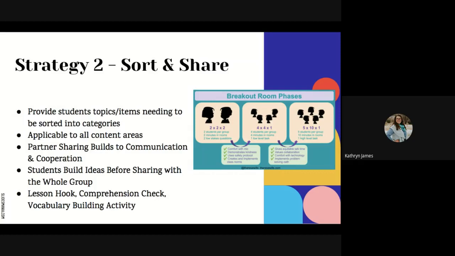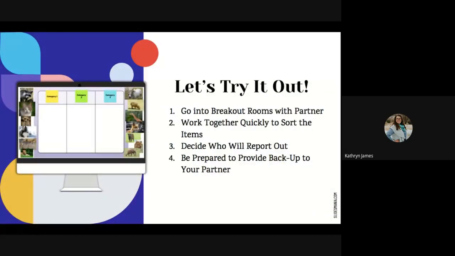And it helps the students build these ideas in a breakout room before coming back to the whole group where you may dive in a little deeper. So it definitely gives some processing time to your students and really leverages time with each other to build knowledge so that they can maximize the lecture or other information you need students to dive into today. I also like this as a lesson hook or a comprehension check and a vocabulary building activity. And so I have an example for you to try out.